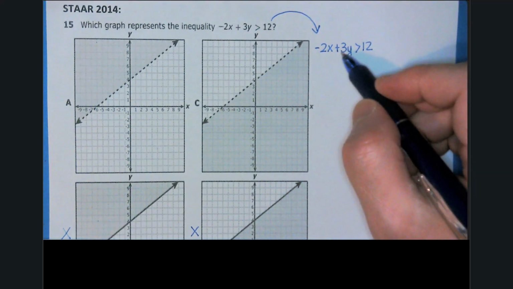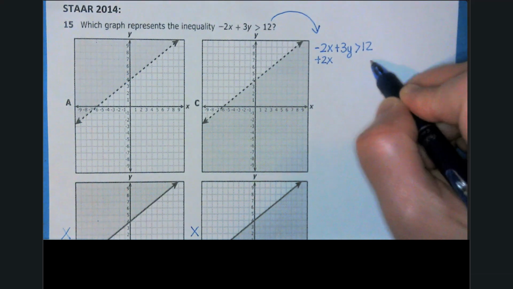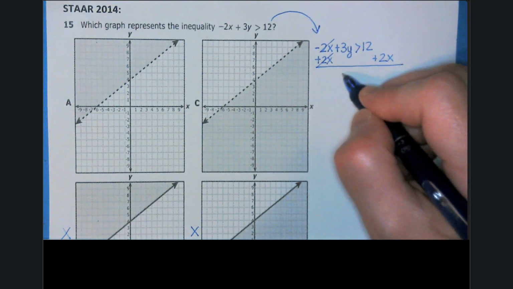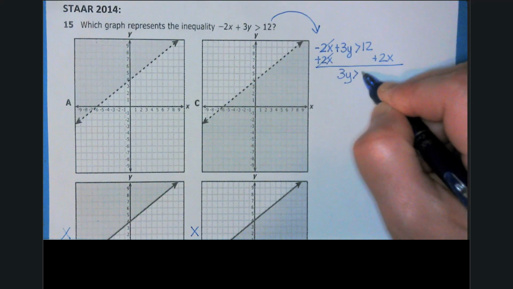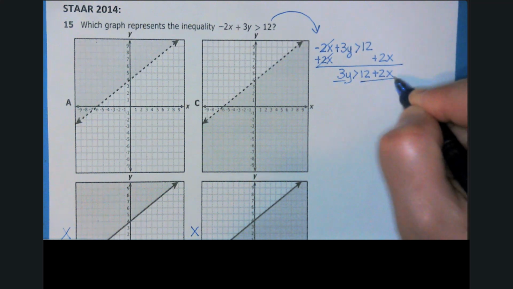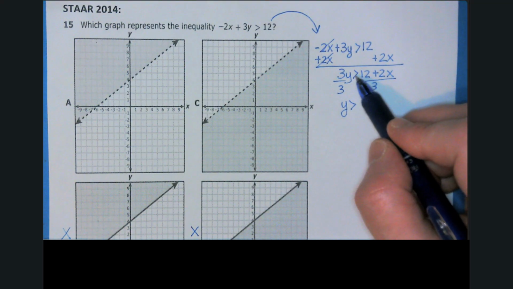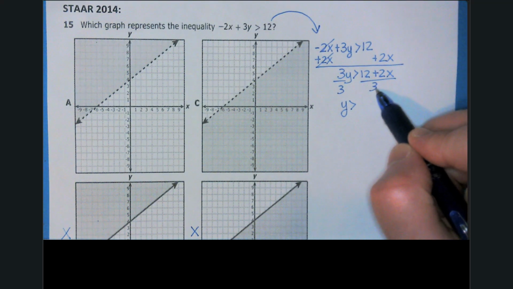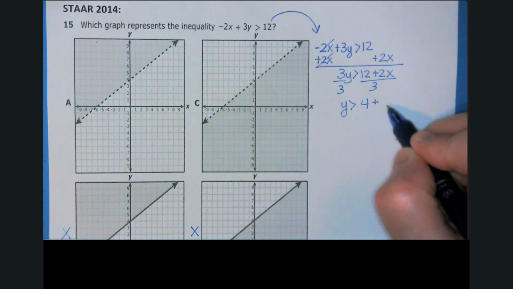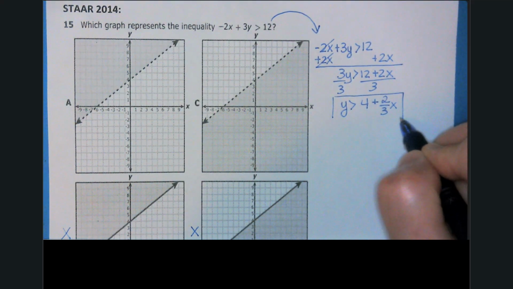And I would do the process of getting the y alone. So to get the y alone, I'm going to add 2x to both sides. 2x goes away. I'm left with 3y greater than 12 plus 2x. I'm going to divide both sides by 3. Please notice the symbol is not going to change because I'm not dividing by a negative number. 12 divided by 3 is 4, and 2 divided by 3 stays as 2/3. So there you go, my y is alone.